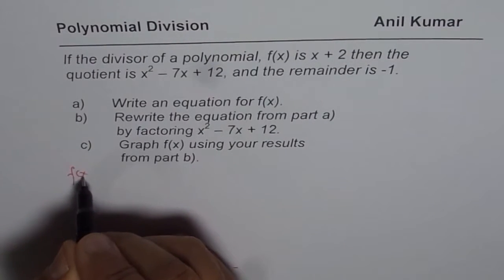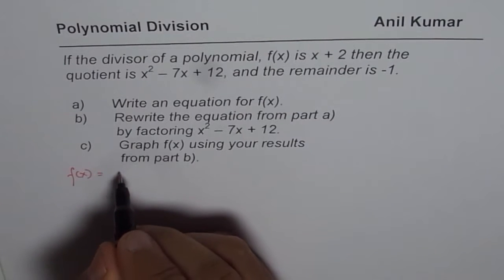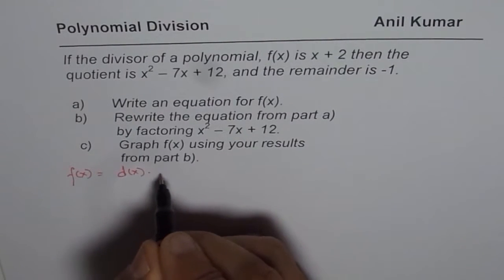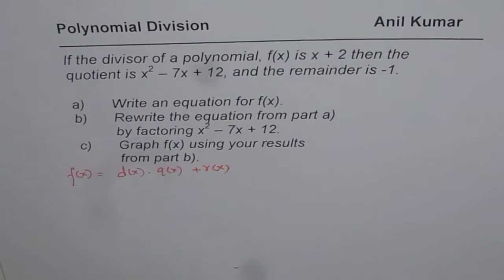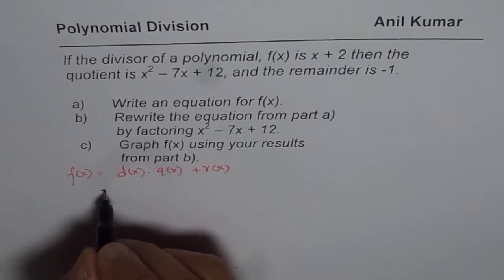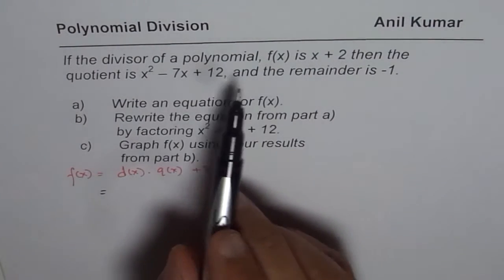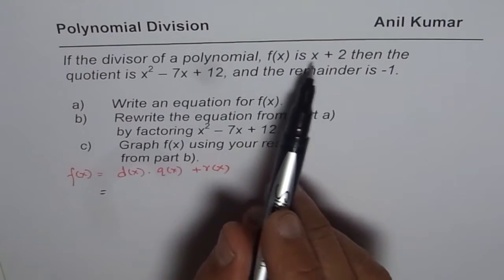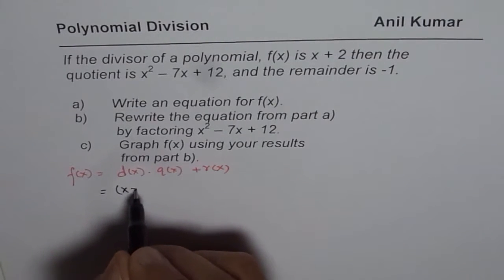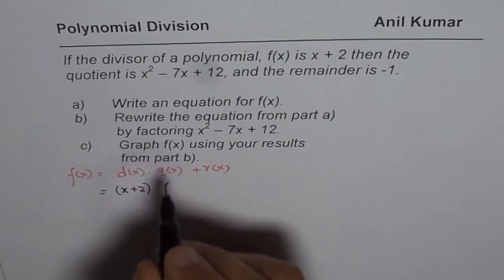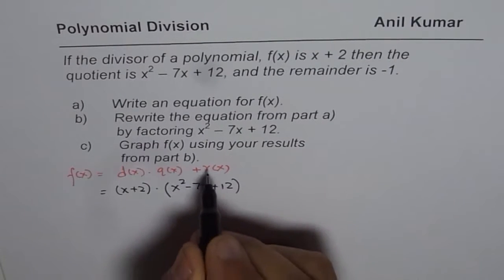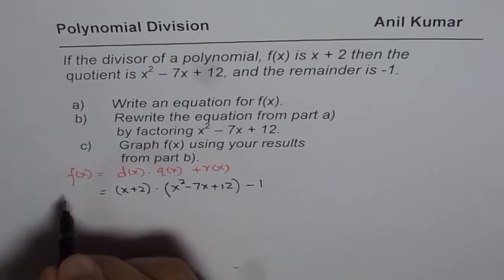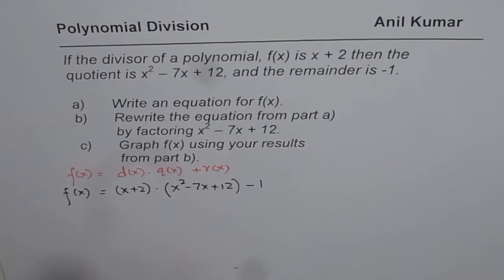Let's write function f of x should be divisor times the quotient, correct, plus the remainder. So that is the equation which you all know. So we'll just substitute all the given things. The divisor is x plus 2, times the quotient x squared minus 7x plus 12, and the remainder is minus 1, then we get our function f of x. So that is the part A for us, right?